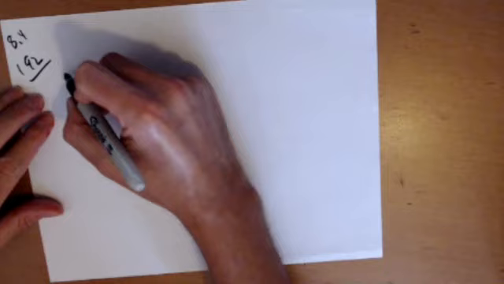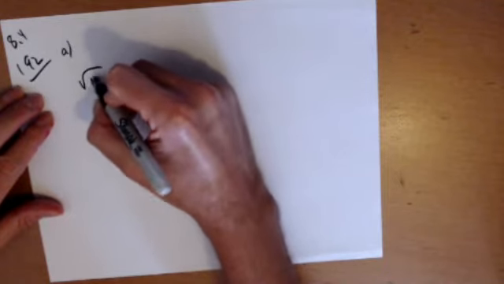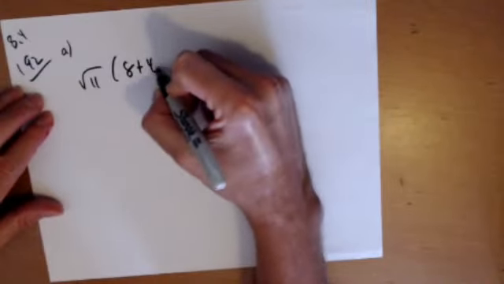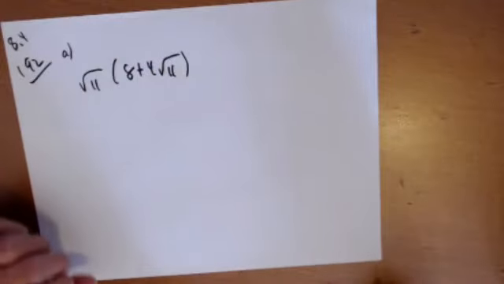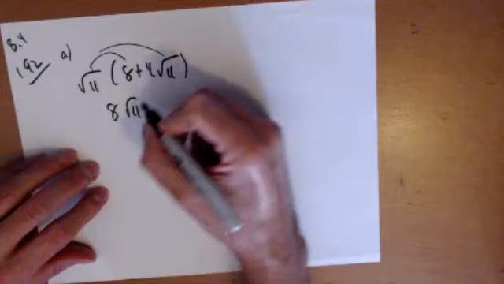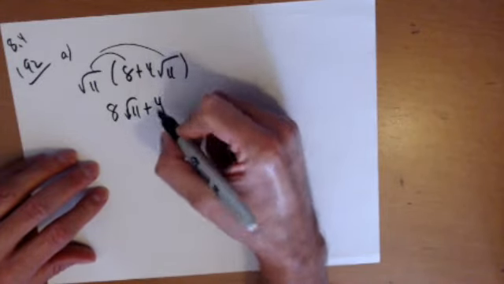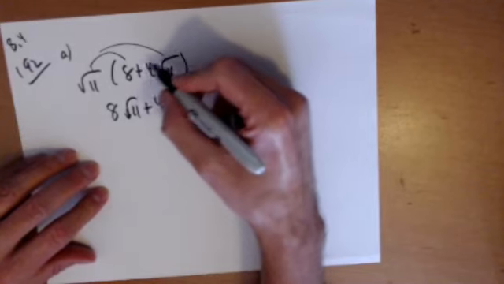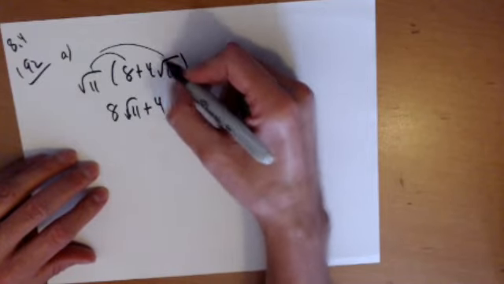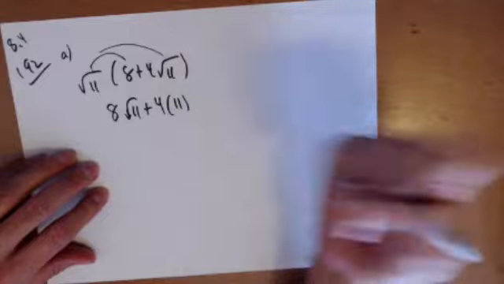Continuing with 8.4, let's do 192. The square root of 11 times 8 plus 4 root 11. So we just distribute. 8 times rad 11 is 8 rad 11. And then plus 4 root 11 times rad 11. You see how the rad 11 and rad 11 sort of free the 11?